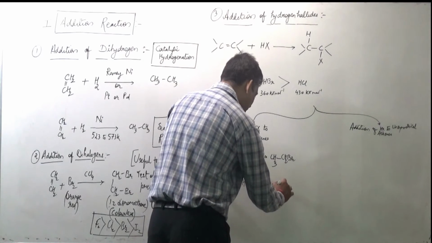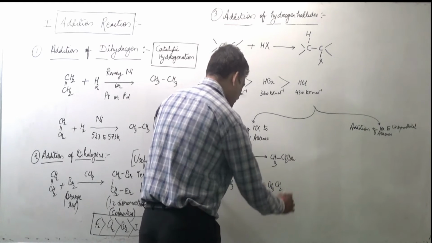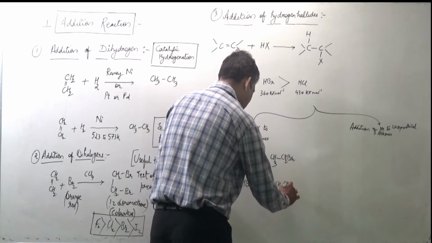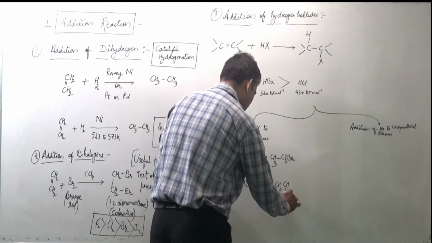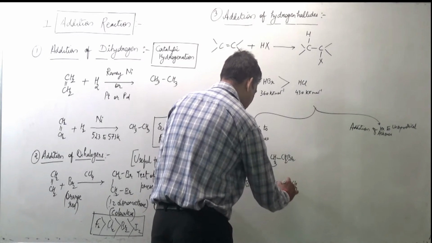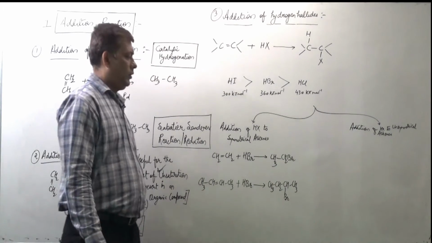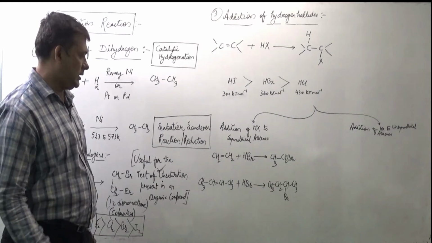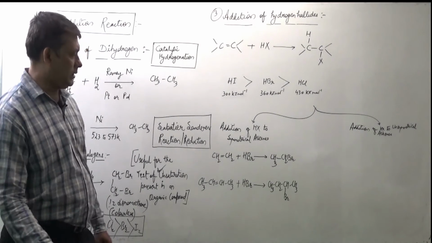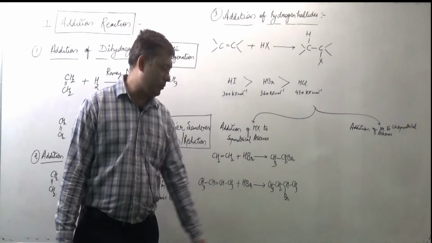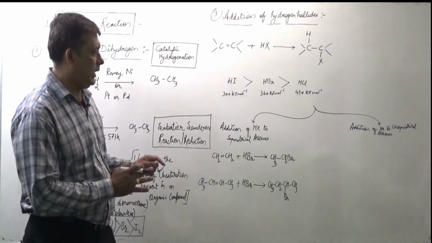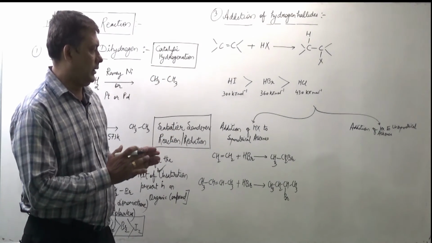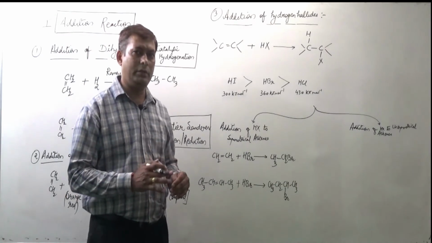So, what is the product? CH3 CH2 CHBr CH3. This is the product, 2-bromobutane. There is no other product formed. Only one product is formed in this case when the alkene undergoes electrophilic addition reaction with hydrogen halide.